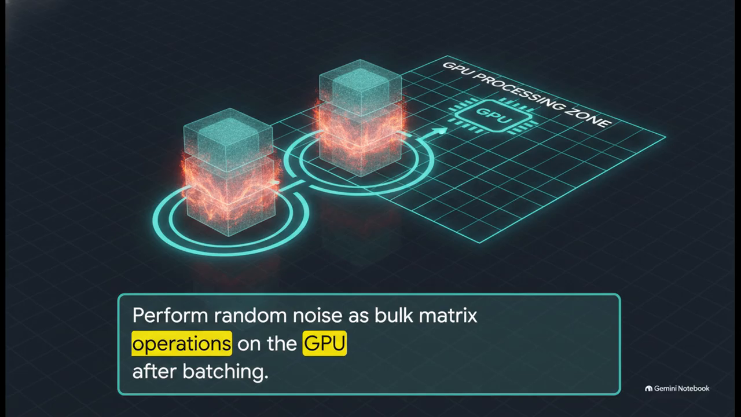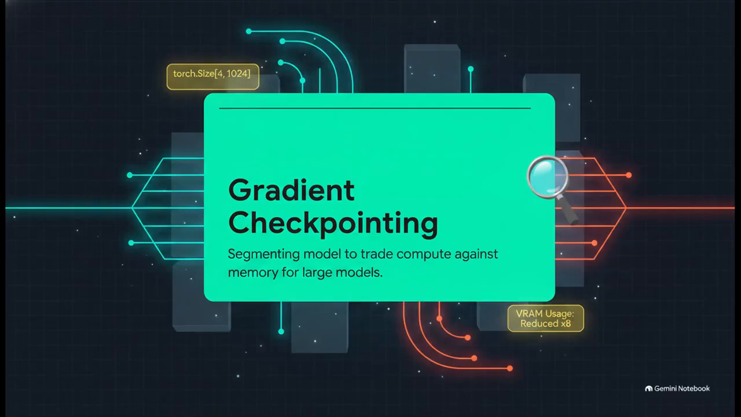But to actually maximize that screaming GPU speed, you have to feed it right. A lot of people apply random noise to their data sequentially on the CPU during the data loading phase. Don't do this. It creates a massive bottleneck. Instead, wait until the data is batched, push the whole batch to the GPU, and apply your noise as a single bulk matrix operation. Utilizing the GPU for what it's best at, simultaneous matrix math, will literally slash your epoch times.